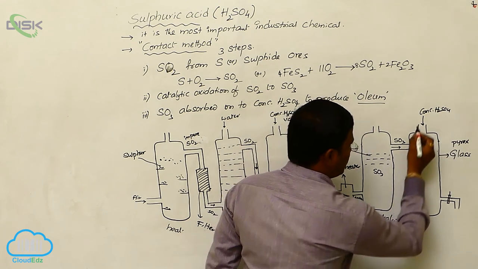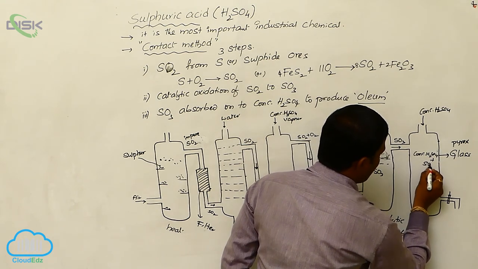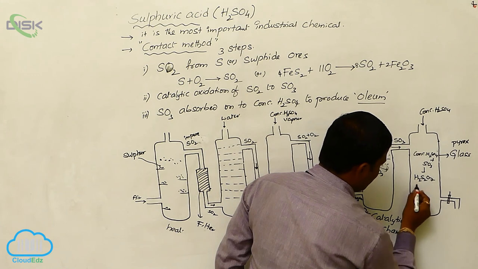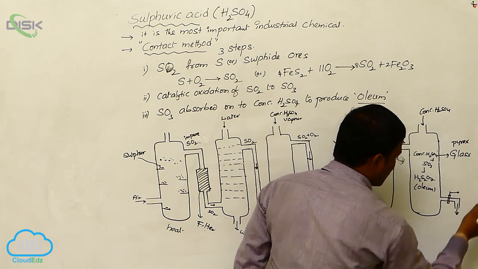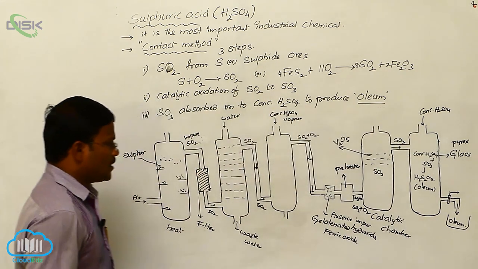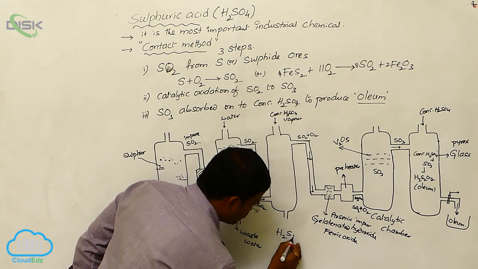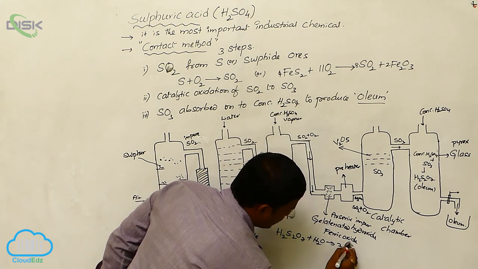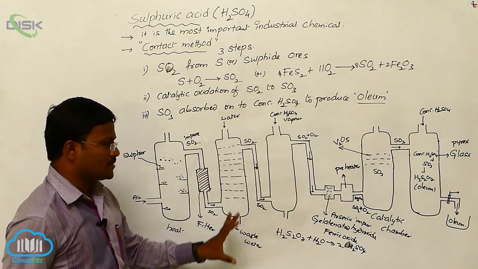So what will be the expected result? In the presence of concentrated sulfuric acid H2SO4, it reacts with sulfur trioxide from the previous chamber and finally produces H2S2O7, which we call oleum. That oleum is collected through this channel. Now when this oleum, H2S2O7, reacts with water, it is converted into H2SO4. So this is the preparation of concentrated sulfuric acid.